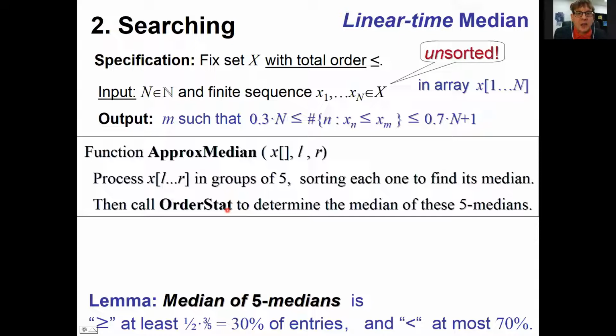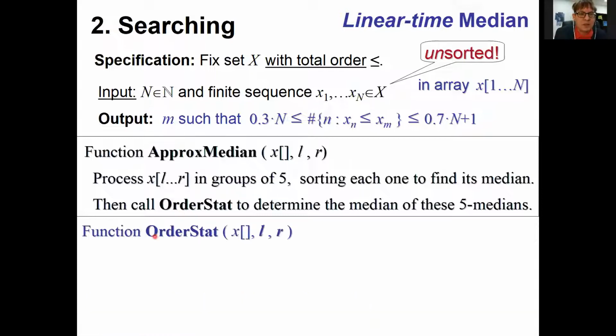How do we calculate the median or order statistics of an array? Now, not approximately, but rigorously. Here's an algorithm that calculates the median and more generally the order statistics precisely, not approximately. And this algorithm is used by approximate median. Here is the algorithm. Again, the input is an input array, left and right position, and it receives as input a parameter k, for which order statistic it should calculate.